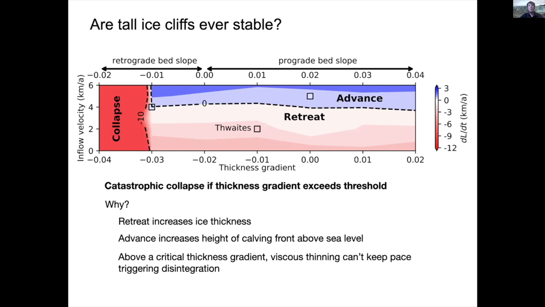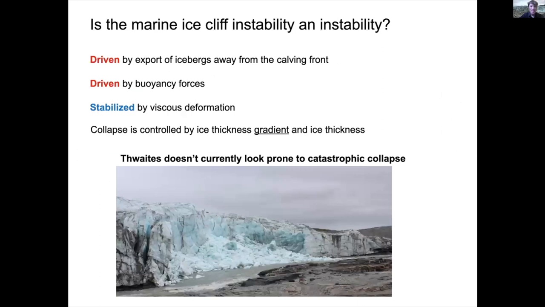And so just to reiterate what I've said, what we see is that the marine ice cliff instability appears to be driven by the export of icebergs away from the calving front. Buoyancy forces are contributing to the stresses. It's stabilized by viscous deformation. But we don't necessarily think that a lot of the glaciers in Antarctica are prone to this type of catastrophic collapse, although certainly retreat at kilometers per year is nothing to joke about.